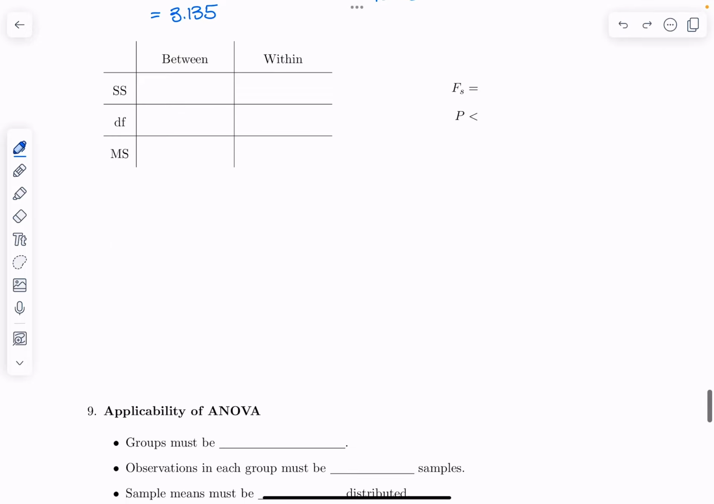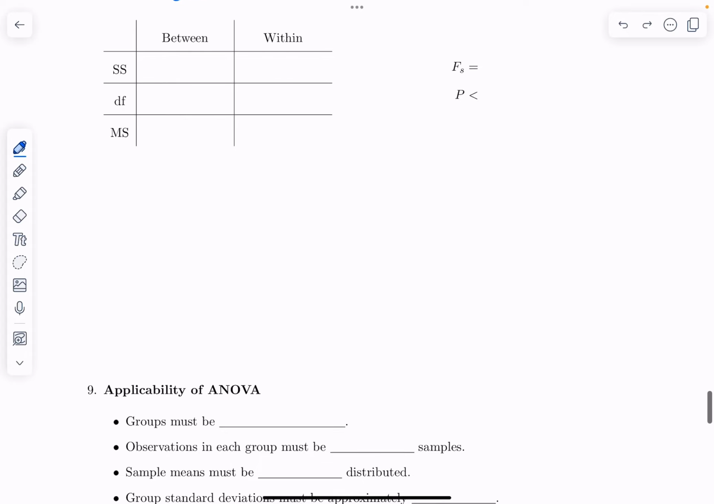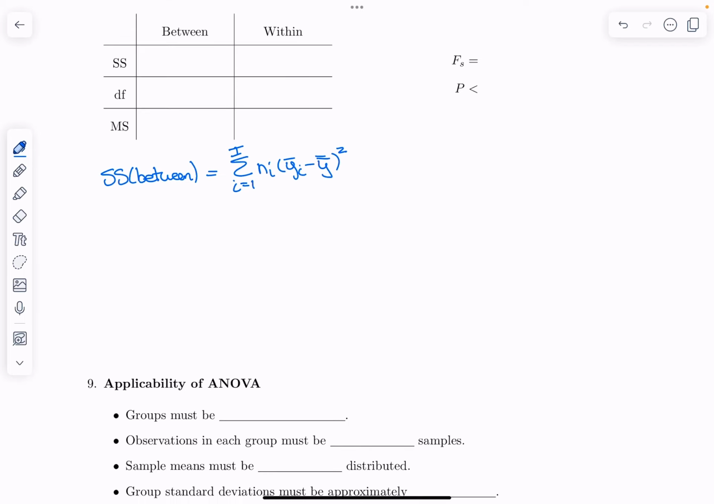So I'm going to go ahead and calculate the sum of squares between. I'll remind you, it's not quite a weighted average because I'm not dividing by anything yet, but it's a weighted sum: the sample sizes times the difference between the group mean and the overall mean, squared. So what's that going to look like?